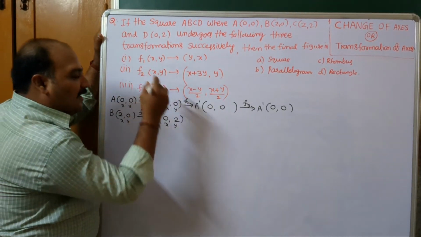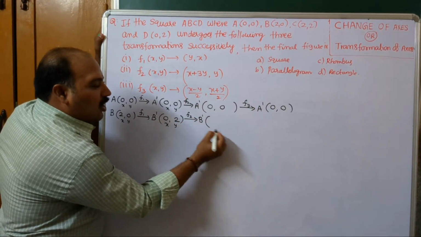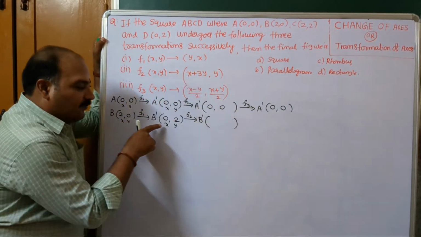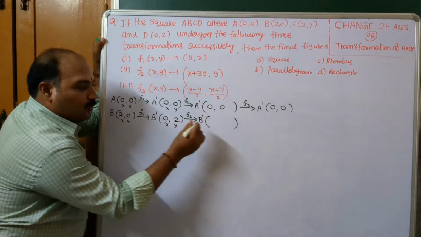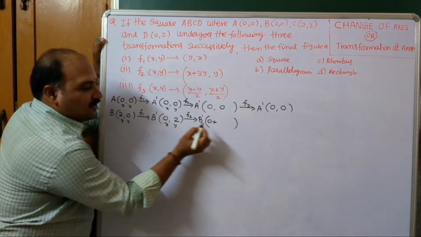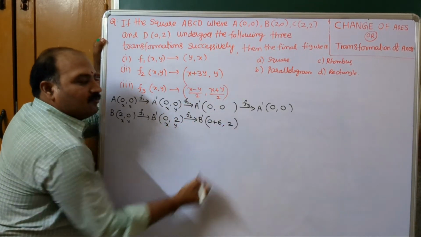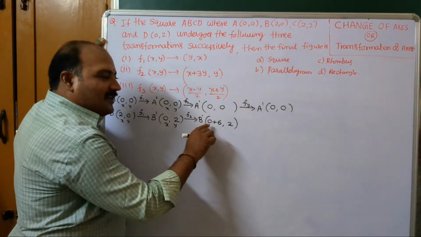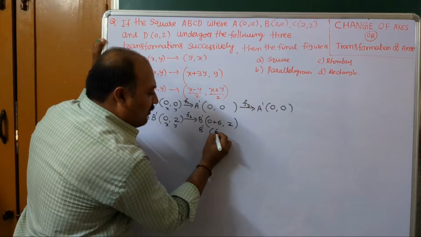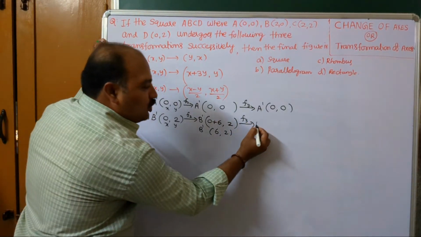Now go to the second transformation, F2. So B dash in the second transformation, x plus 3y. X means 0 plus 3 into 2, 6, comma y. Y means 2. So 6 comma 2 we got, dear students. This is B dash of 6 comma 2. Now I am going to apply F3 to get B dash.